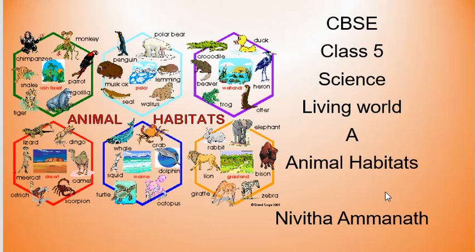Living world: animal habitats. What is a habitat? Habitat is a place where we live or make a living, where our houses are, where we work. So when we are talking about animal habitats, we are talking about an environment that provides the animal with water, food, air, shelter, etc. Where it is its home.